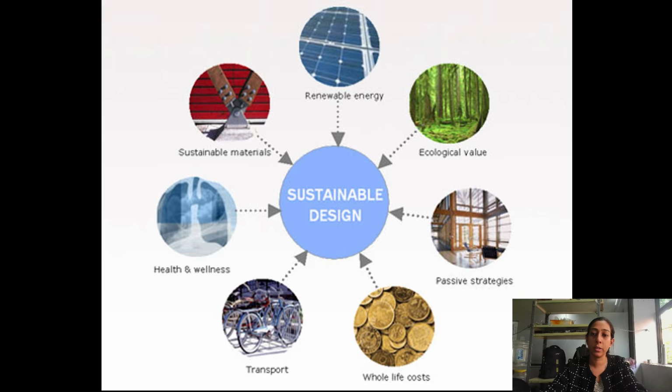So we have renewable energy, ecological value, passive strategies, whole life cost, transport, health and wellness, sustainable materials. All these will be covered under the introduction of sustainable design, how all these parameters contribute to a sustainable design.